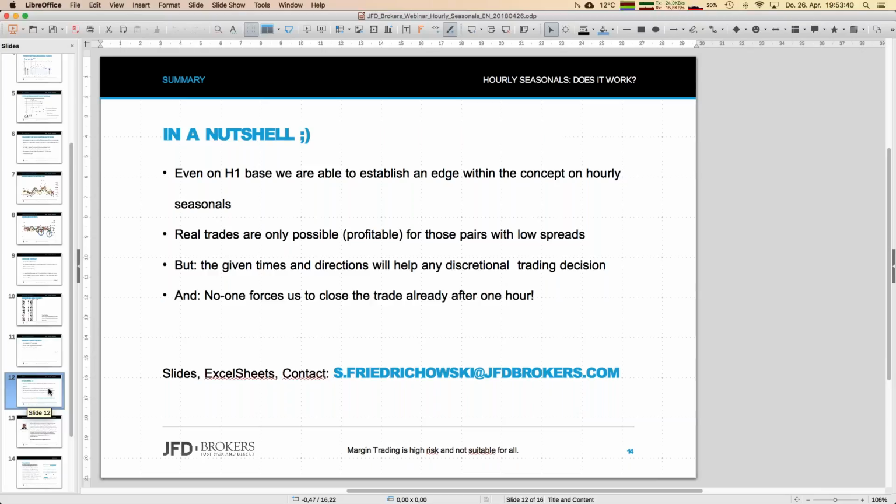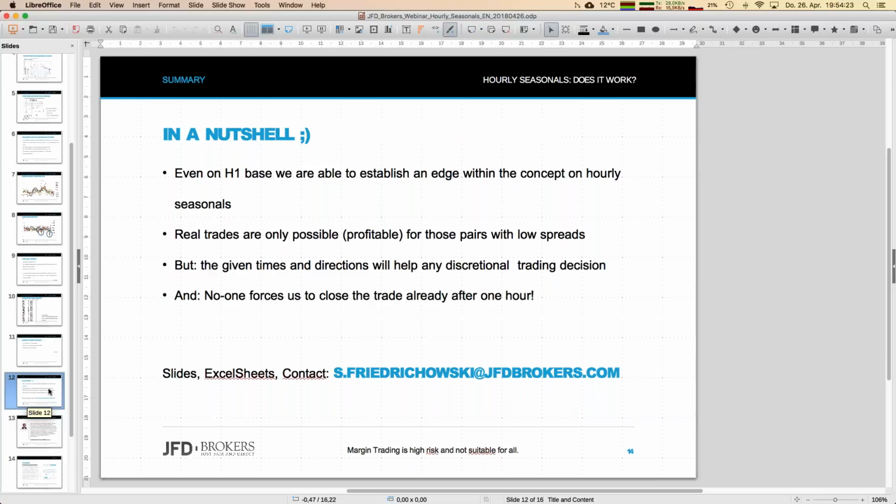But still, no one, as in my last line here, no one forces us to close a trade already after 1 hour. I have done all the calculations exactly like closing that trade after 1 hour in the market. But we can use that edge for longer trades as well. And I have done some analysis on that already. It will be a topic of another webinar. Then we can extend our trading periods here and look for even other kind of trading methodologies here.